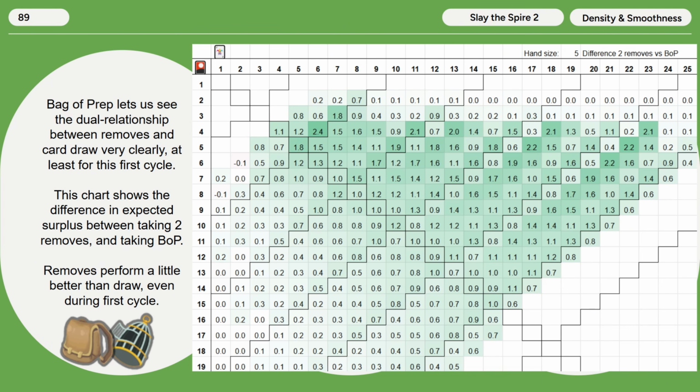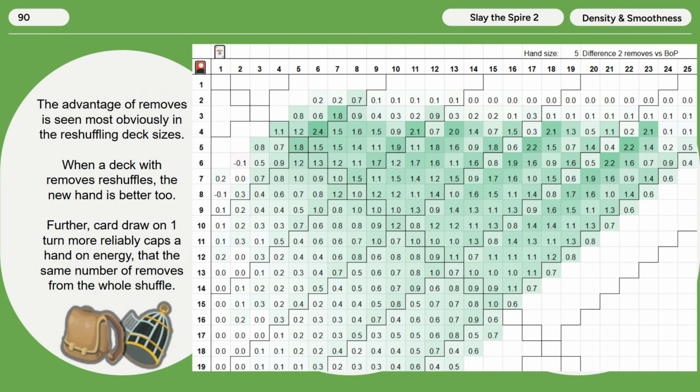However, that's also why removes are better, because as we saw in the Bag of Prep graph, loading more cards into one hand doesn't necessarily make your whole deck perform better. It just makes that one turn perform better. So you're limited in upside again, and your other hands are not limited in their downside. Card removes are equally positive and negative up until the probabilistic spread of the partition. So the advantage of removes is seen most obviously in the reshuffling of deck sizes, and when a deck with removes reshuffles, the new hand is better too. That's not explaining all the effects though.